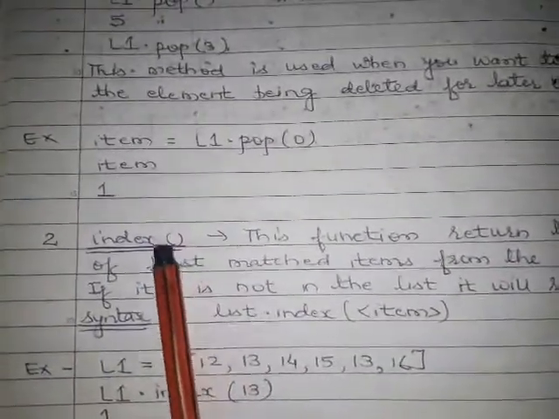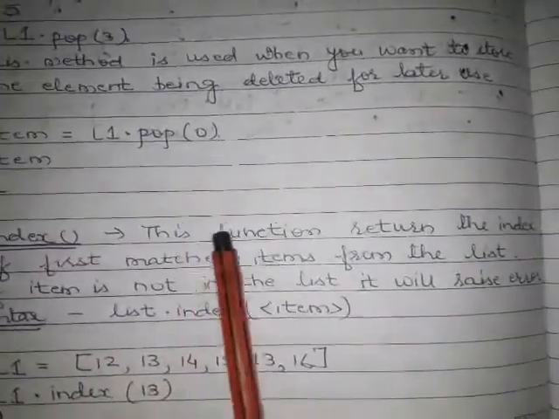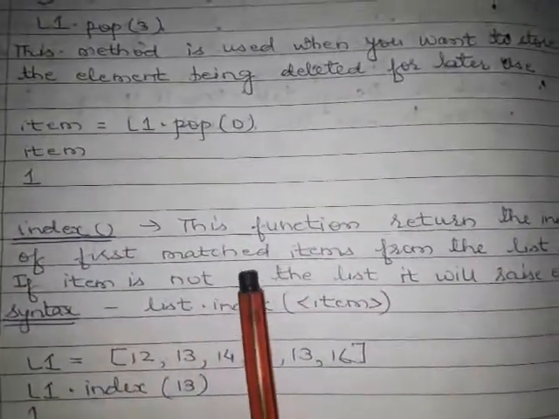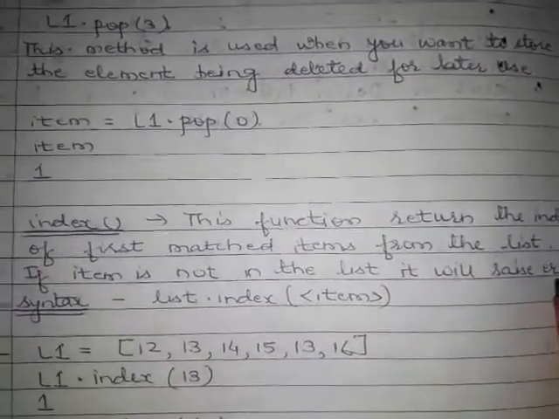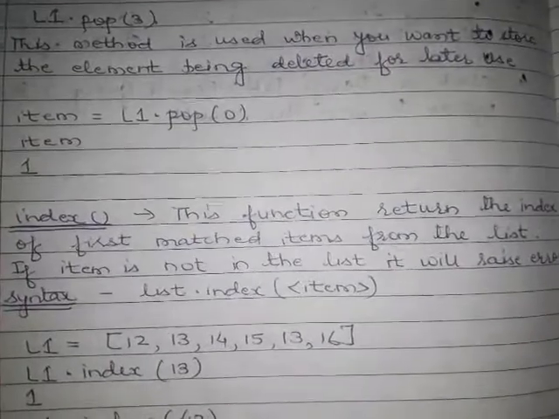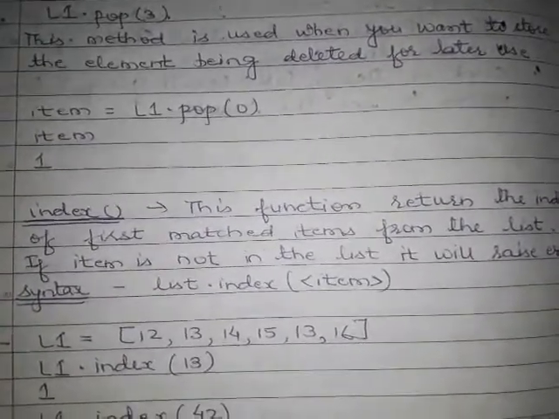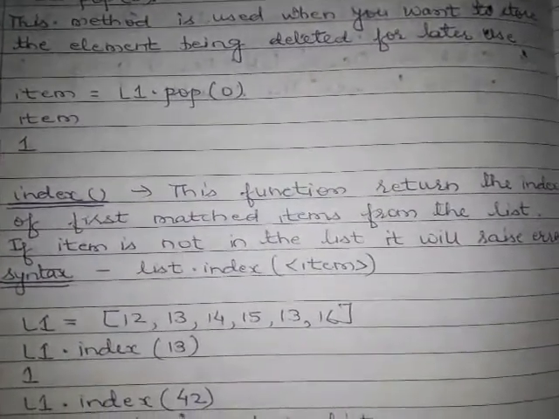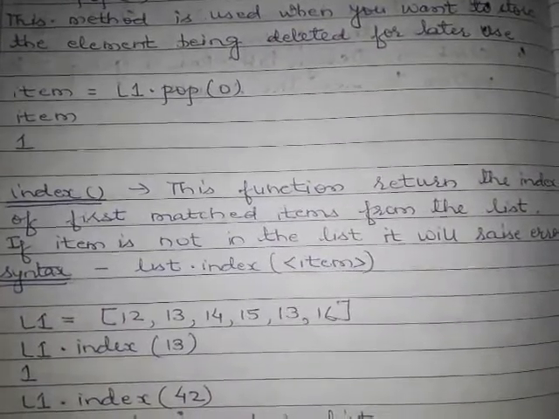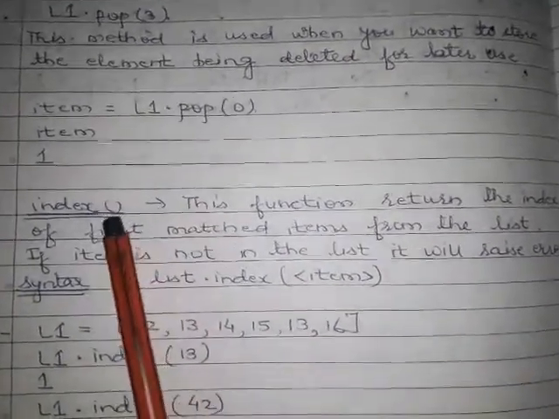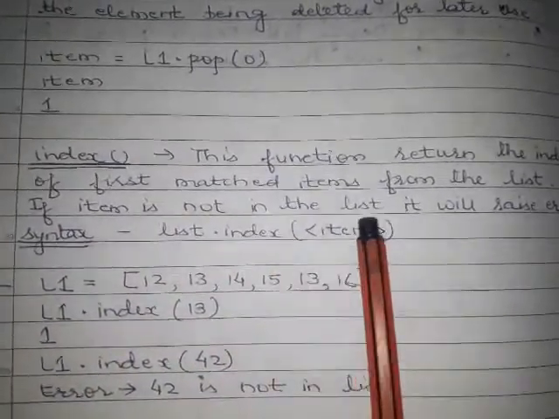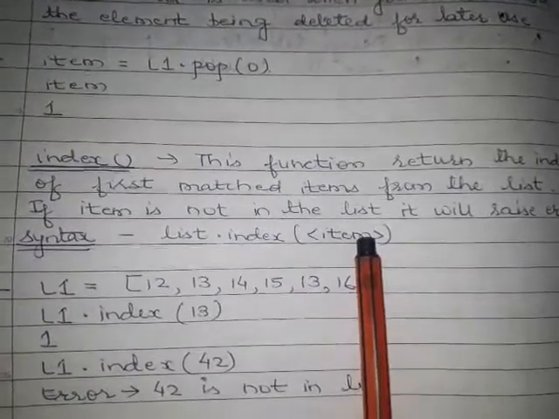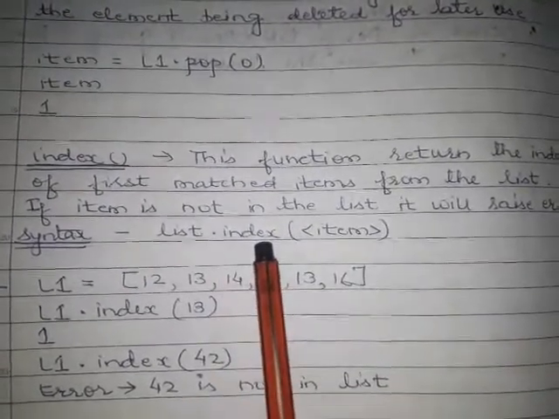Okay, now our second method is the index method. This function returns the index of the first matched item from the list. If the item is not in the list, it will raise an error. So this will return the index of the particular item. If you want to find the index of an item, you can use the index method. The syntax is list dot index item, the item whose index you want to know.